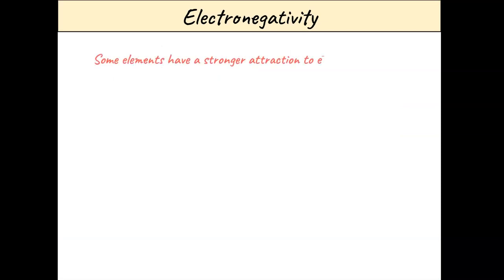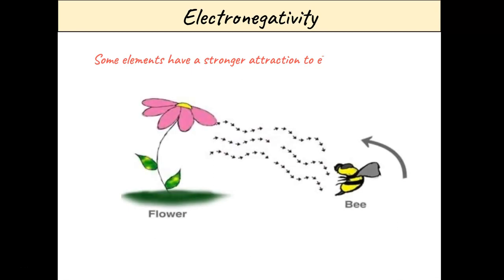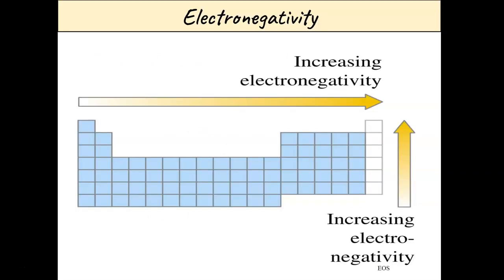We should also talk about electronegativity. Some elements have a stronger attraction to electrons than others, and if you want to think about it in terms of a flower, some flowers have a stronger attraction to bees than others, and so too certain elements such as fluorine have a much stronger attraction to electrons and will want to take on electrons much more than elements on the left of the periodic table, for example.